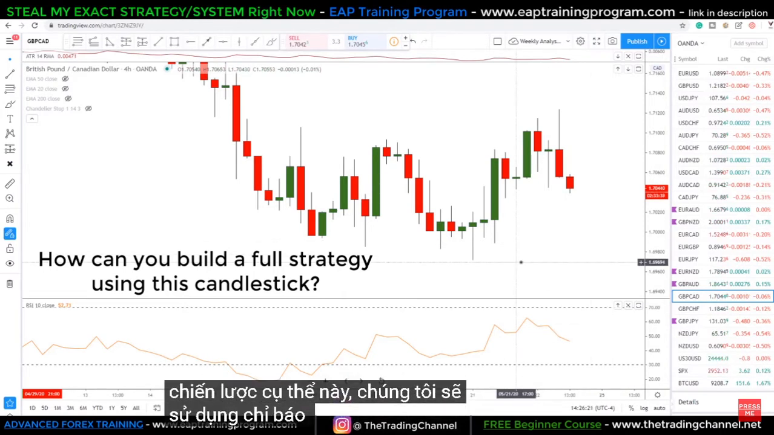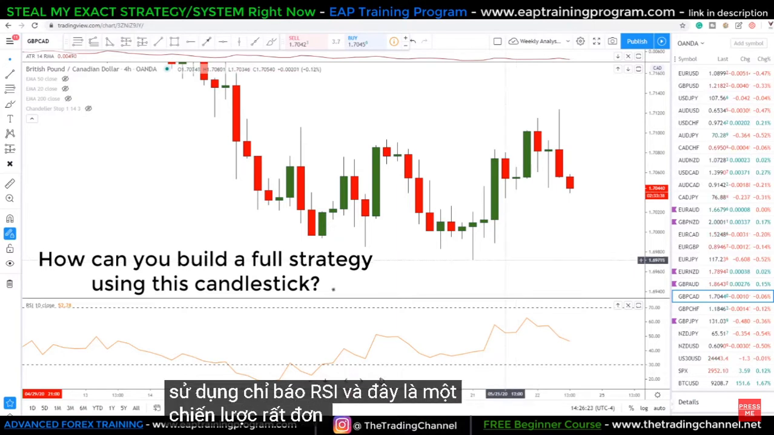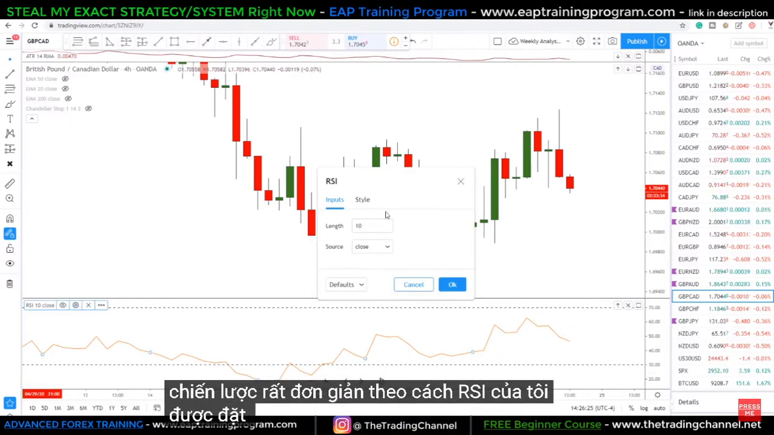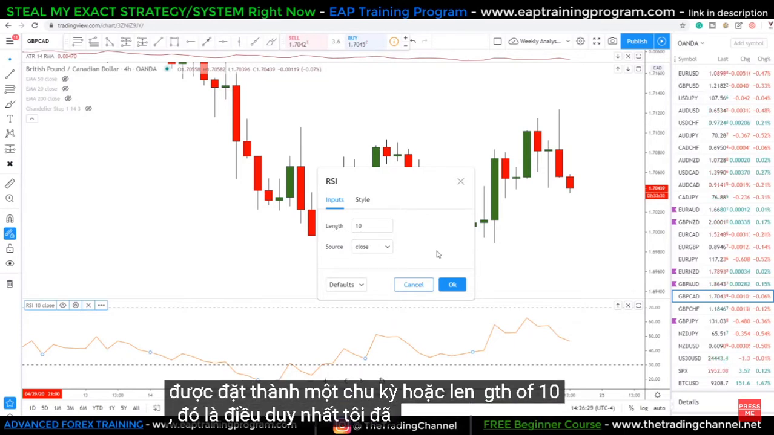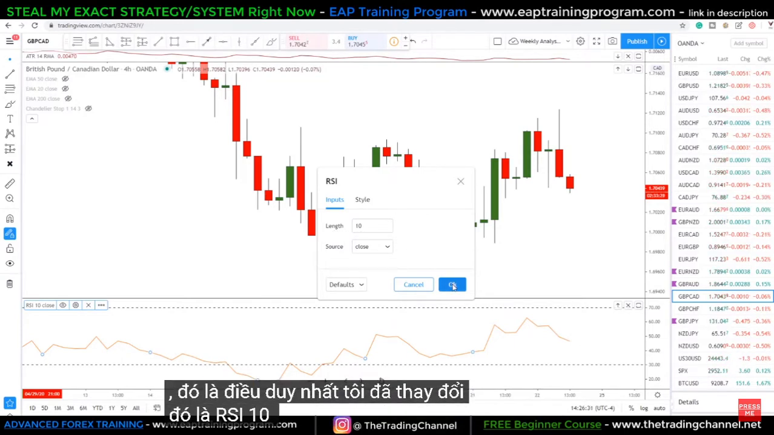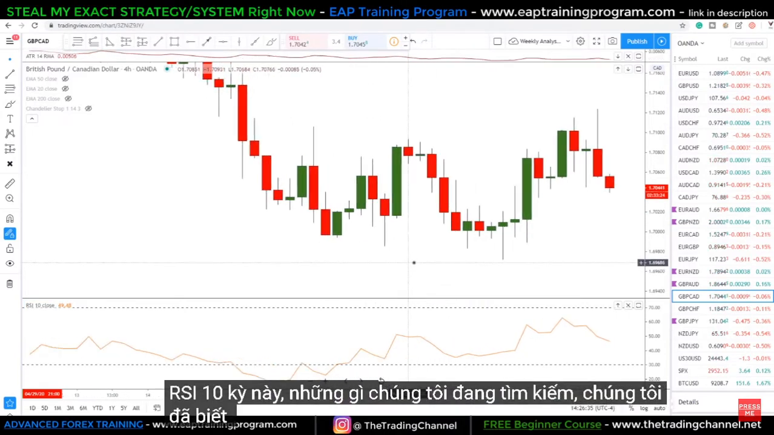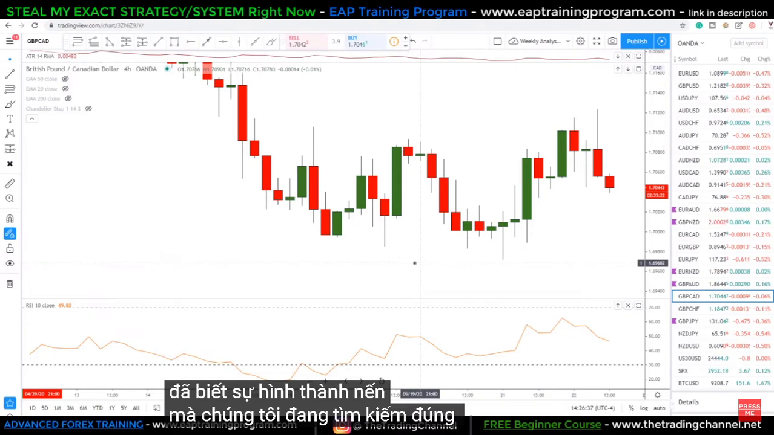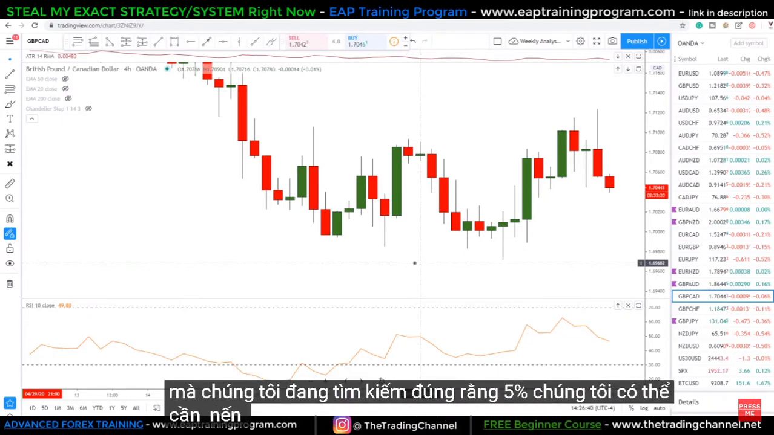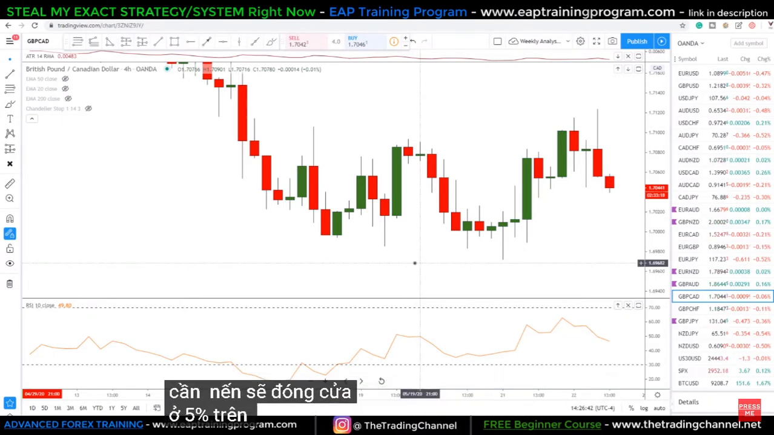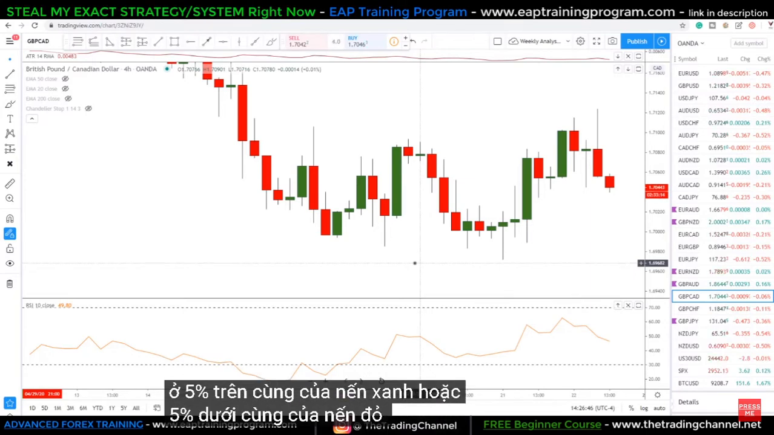we're going to be using the RSI indicator, and this is a very, very simple strategy. By the way, my RSI is set to a period or length of 10. That's the only thing I've changed, that it is a 10-period RSI. So with this 10-period RSI, we already know the candlestick formation we're looking for, right? That 5% candle. We need a candle that's going to close in the top 5% of a green candle or the bottom 5% of a red candle.